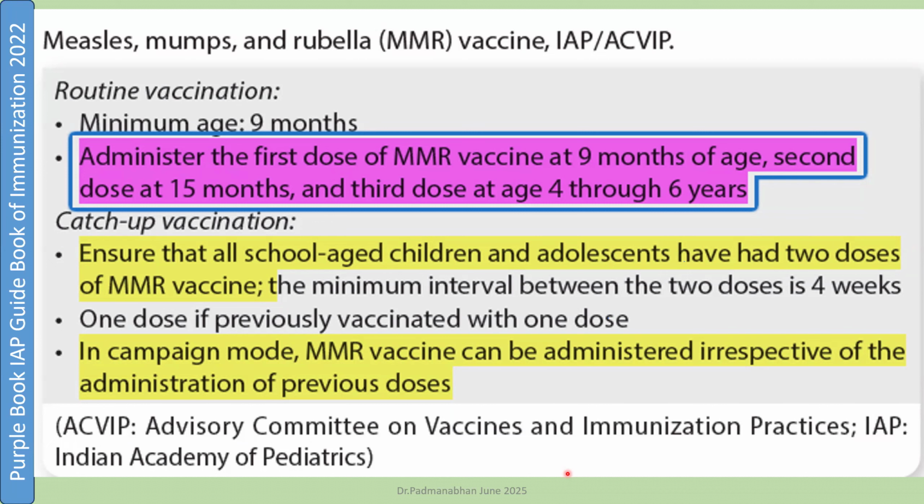When we give it at 9 months, we learn from immunology that maternal antibodies inhibit the live viral vaccine very much, even up to the age of 1 year. Therefore, it may not take. That's why we are giving a second dose at 15 months. And then the IAP says give a dose at 4 to 6 years also.